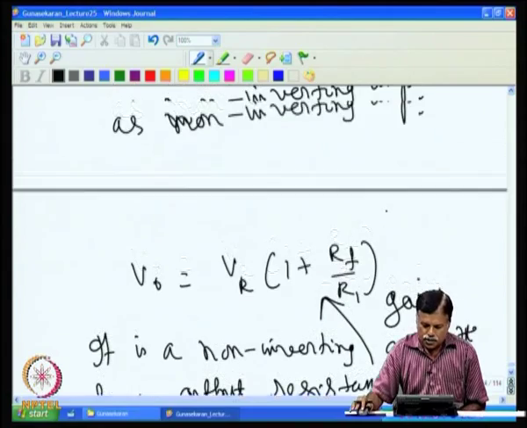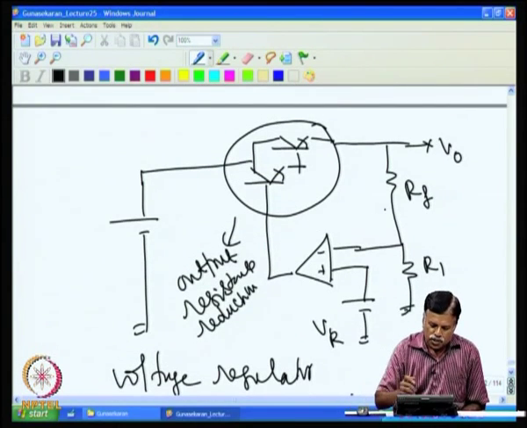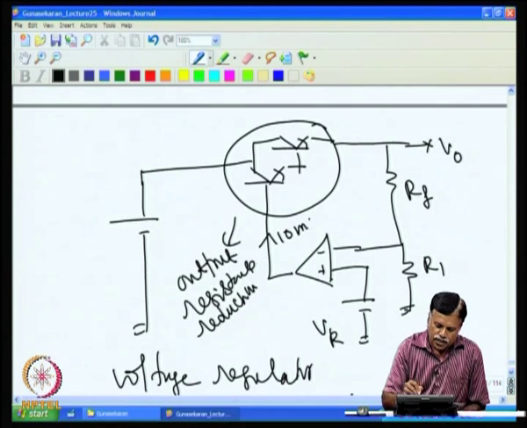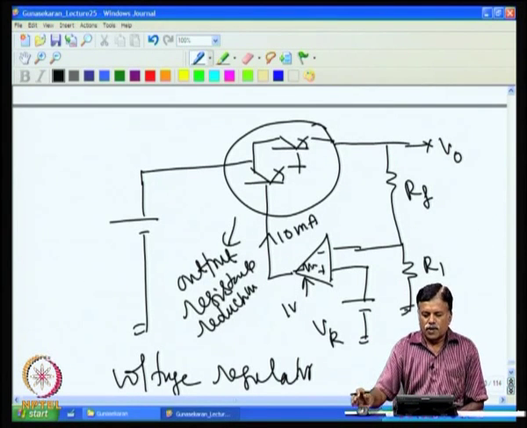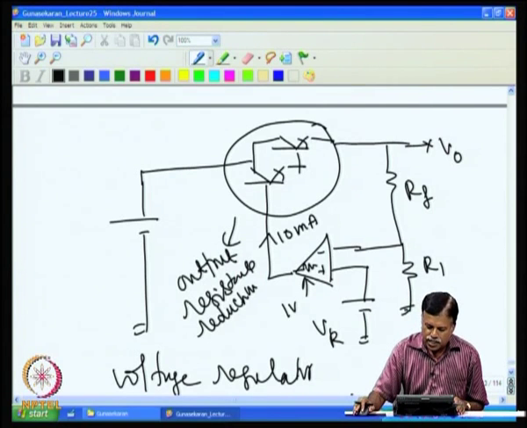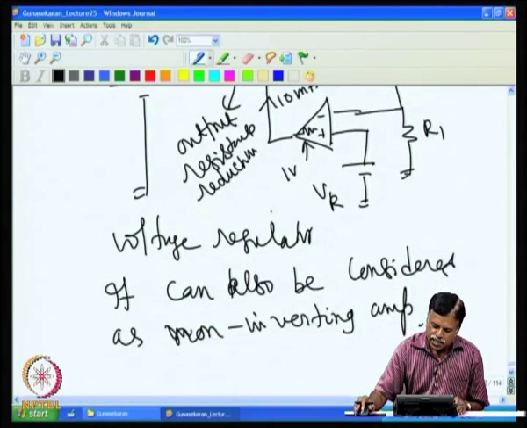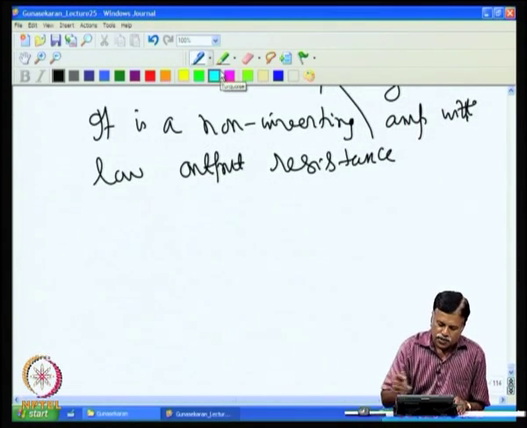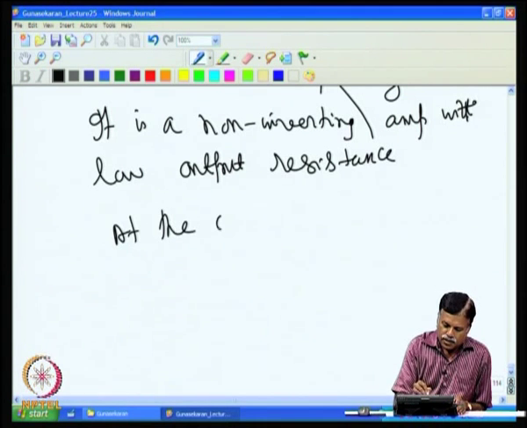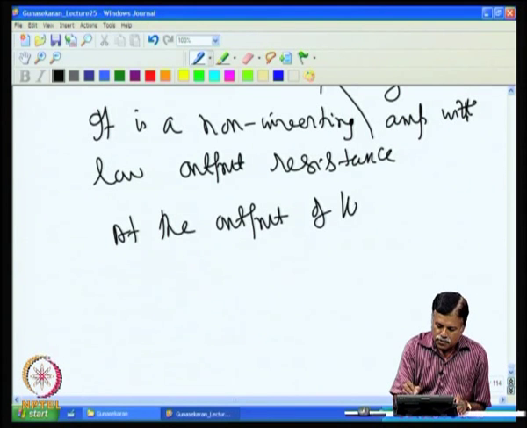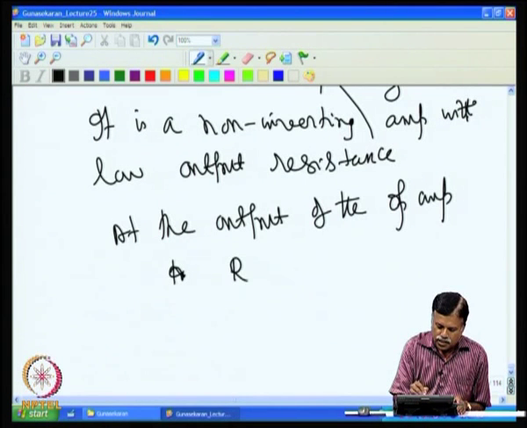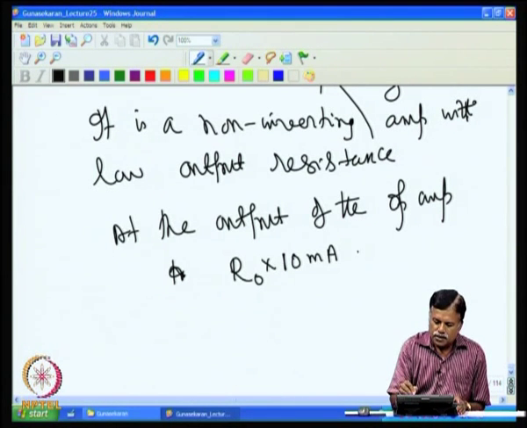Now, assume that, what is the output resistance of this circuit? If I have, for example, 10 milliampere current and a 100 ohm resistance here, then one can expect 1 volt drop across this. Or I can say, at the op amp output, what is the output resistance? We can write R0 into I, that is 10 milliampere, is the expected change.